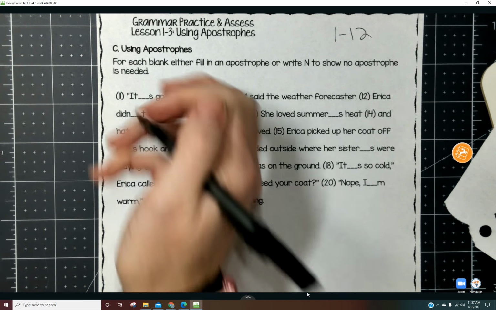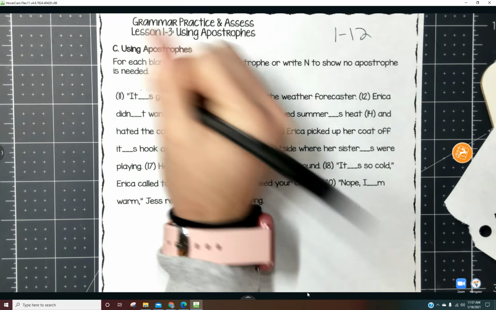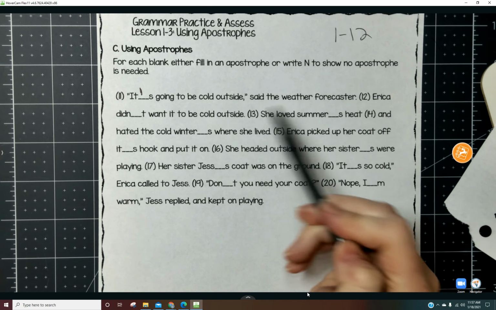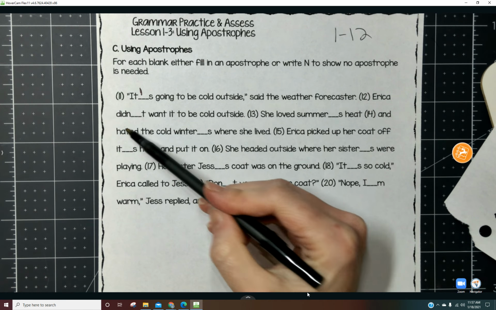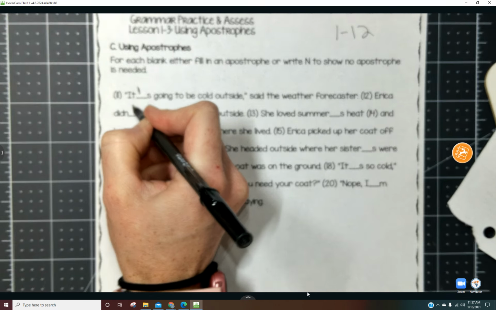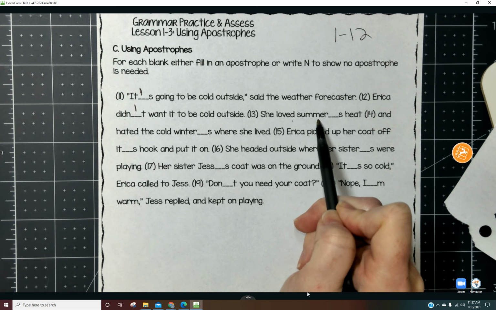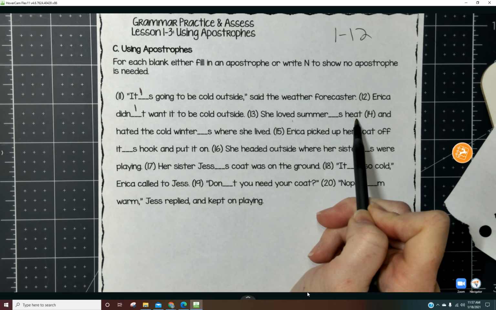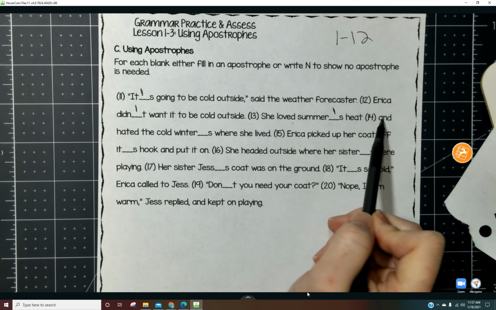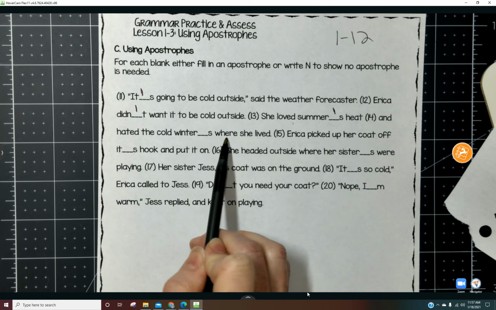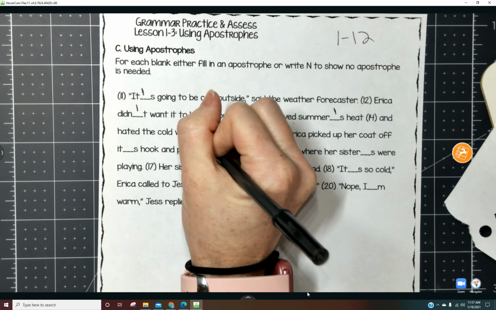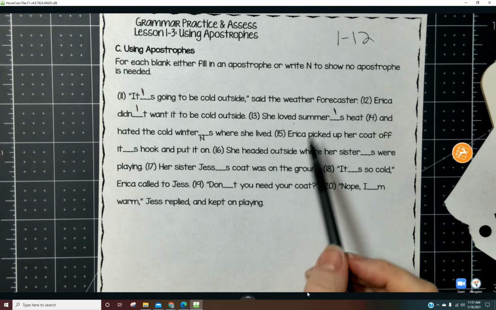It's going to be cold outside. It is going to be cold outside. If you can say it is, then it needs that apostrophe. Said the weather forecaster. Erica didn't want it to be cold outside. Erica did not want it to, so I use that apostrophe. She loved summer's heat. Well, what heat? Oh, summer's heat. It's owning. We need that apostrophe. And hated the cold winters where she lived. Well, winter is not owning anything here, so we just have an S because it's more than one.